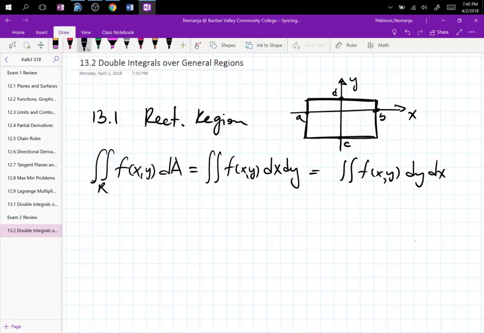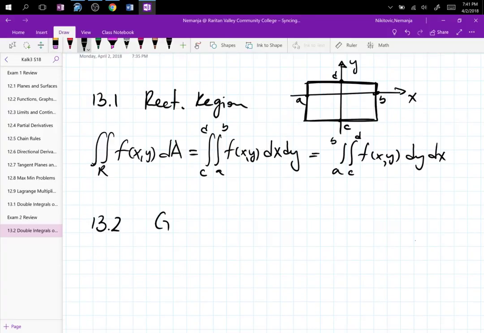And we had C, D, A, B on the inner one because x is the inner, and over here we have A, B, C, D because x is the outer. So that was 13.1. How is 13.2 different? Well, 13.2 now has general region.